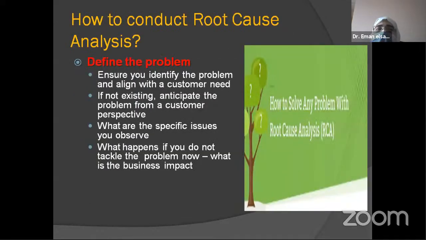But how can we conduct a root cause analysis? First, we define the problem. We must ensure what is the problem that we face. Ensure you identify the problem and align with a customer need if we make it proactive. What are the specific issues you observe? What happens if you don't tackle the problem now? What is the business impact?